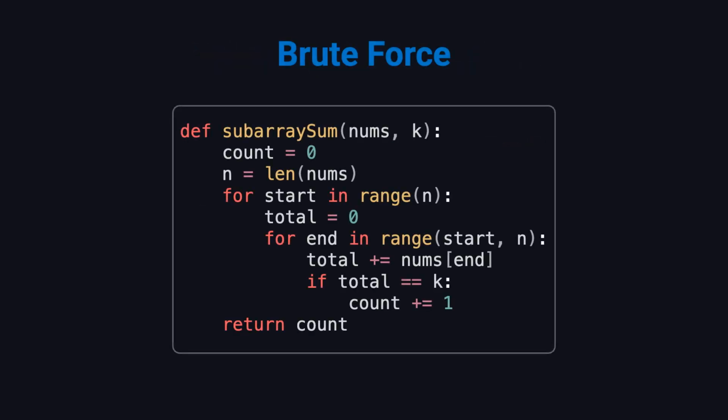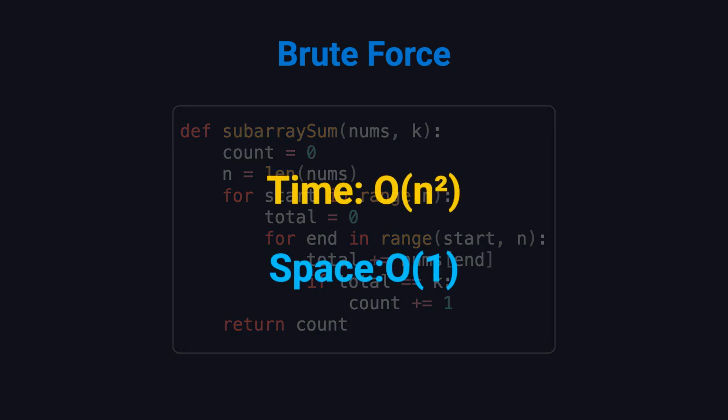The most straightforward approach is brute force. We try every possible starting index, and for each start, try every possible ending index, and add up all the numbers in between. If the sum equals k, we increment our count. The benefit is that it's intuitive. The downside is that it's slow, because there are n starting points and n ending points, and we sum repeatedly, so the time complexity is close to n squared.